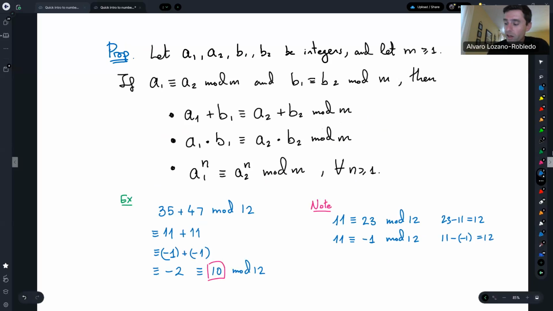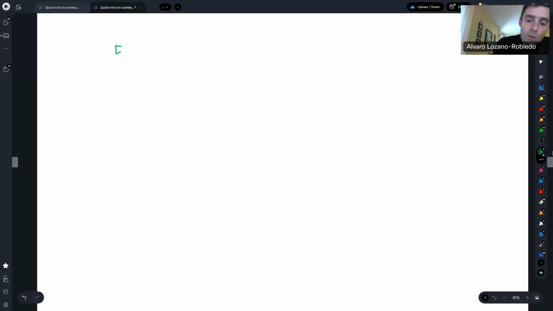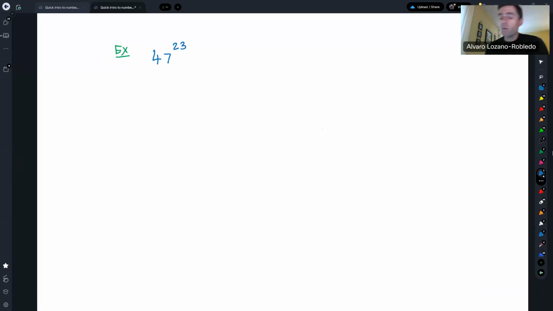Okay, what else can I do? Using the properties we just discussed of congruences, suppose I want to compute the residue modulo 12. So what is the remainder of 47 to the 23rd power when I divide by 12? Now that is a gigantic number, 47 to the 23rd power. So I do not want to expand that first in decimal and then divide by 12. That would be very time consuming.